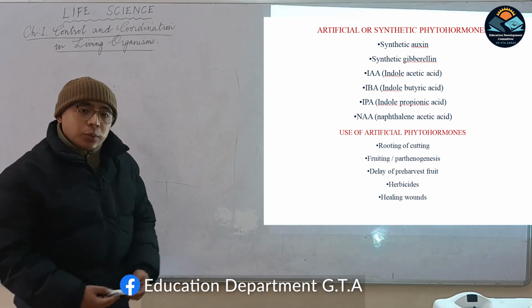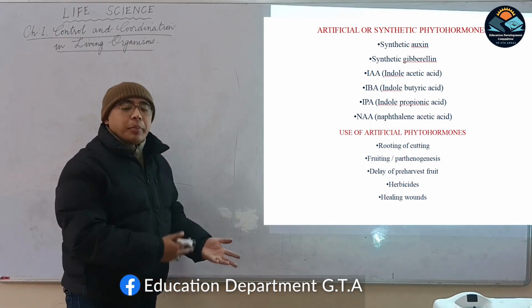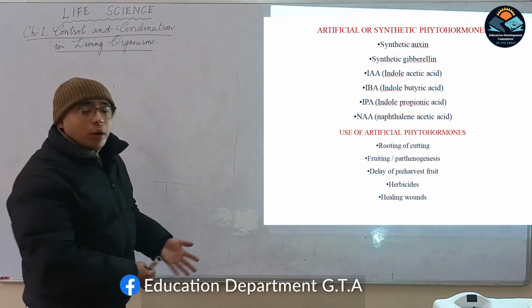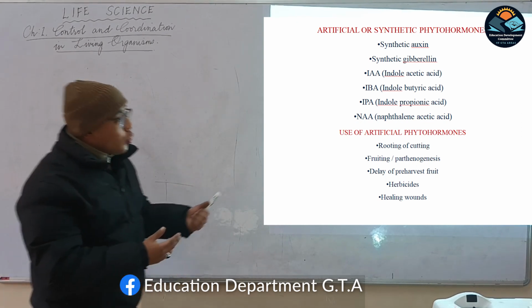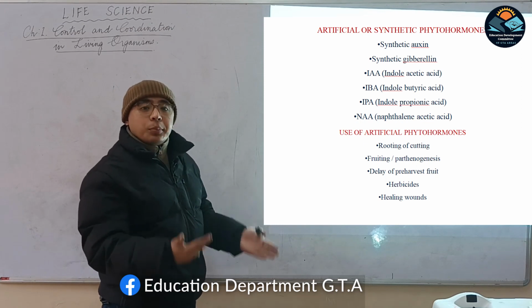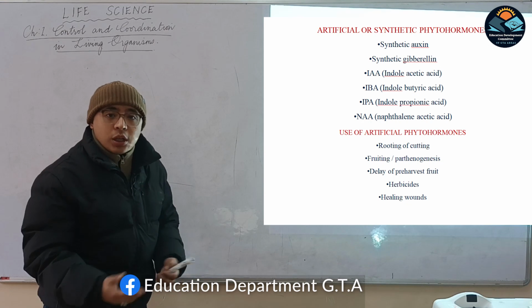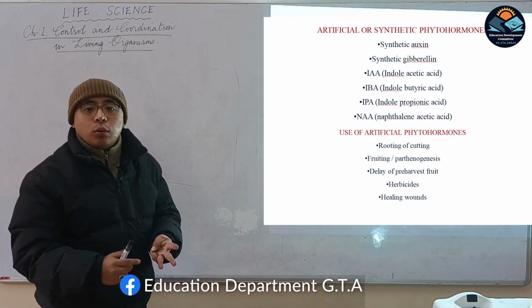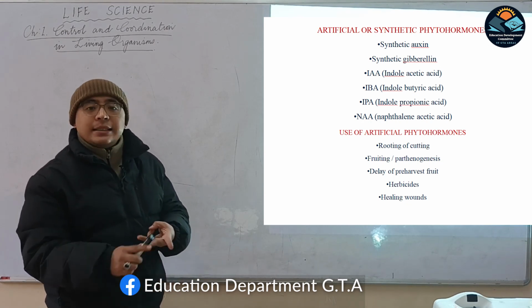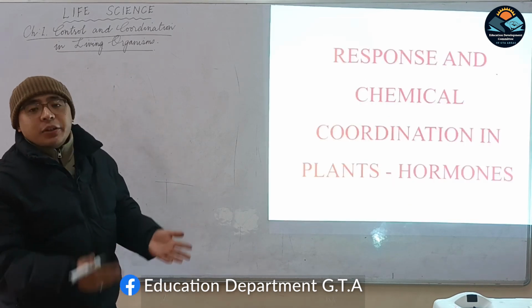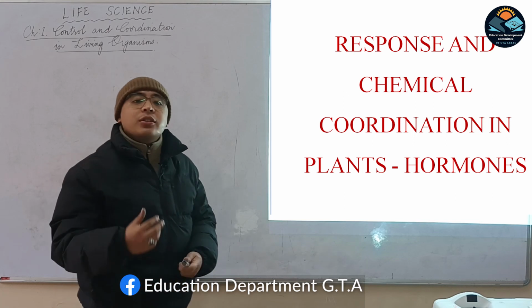So with that, we have come to the end of the second part of the first chapter. We have just discussed how plants respond to different types of stimuli by coordinating different physiological processes with the help of special chemicals known as phytohormones. We have looked at 3 different phytohormones, which were auxin, gibberellin and cytokinin, and we also talked about certain artificial or synthetic phytohormones and their uses.